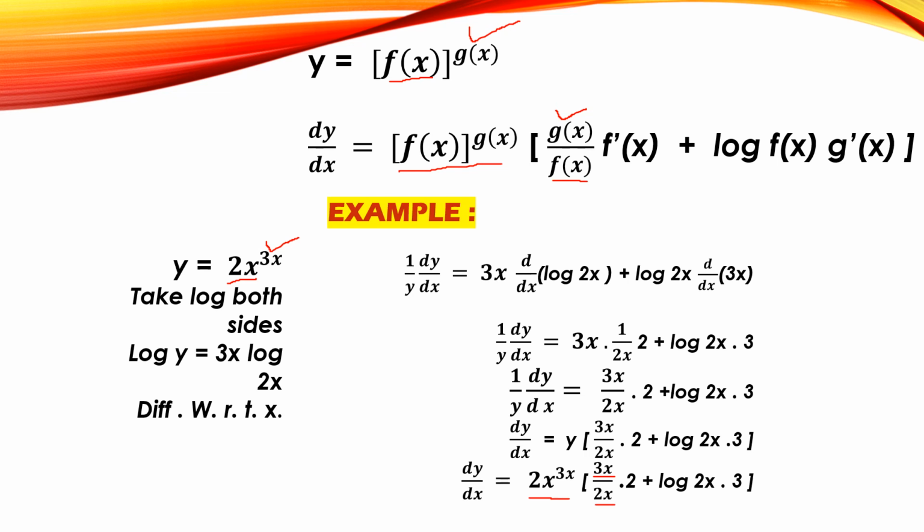Now, what is f x? f x is 2x, so the derivative of 2x is 2. Next, plus log of f of x, the log of the base, so log of 2x. Very good. Into the derivative of the power. What is the derivative of the power? The power is 3x, and its derivative is 3. Generally when students see this formula, they say, oh my God. But I have proved that yes, this formula is very correct.